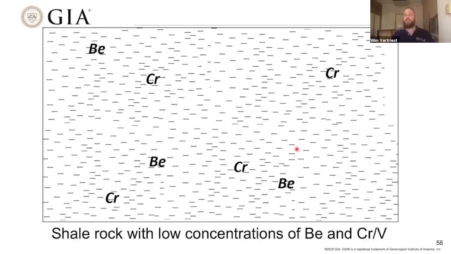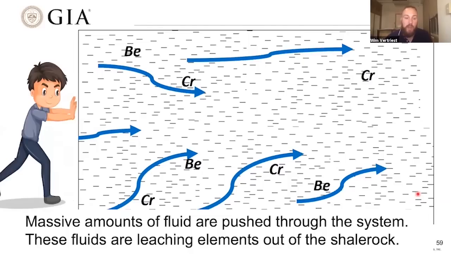Now let's go back to some sketches. So let's start out with the shale rock. The shale rock, mostly made up of clay. There's some organic material, and there's a little bit of chromium and beryllium sprinkled throughout. But it's not concentrated enough to actually grow those beryls, those emeralds in there. Now at a certain point, a lot of fluids are being pushed through that system.